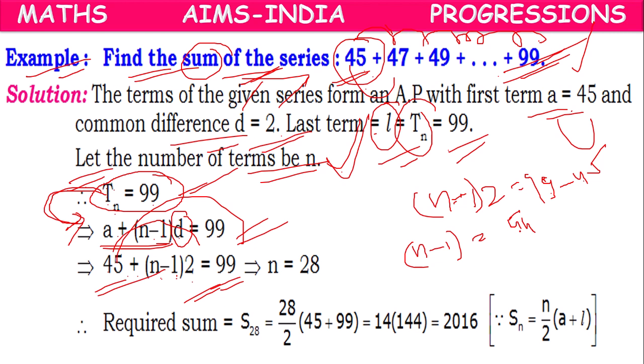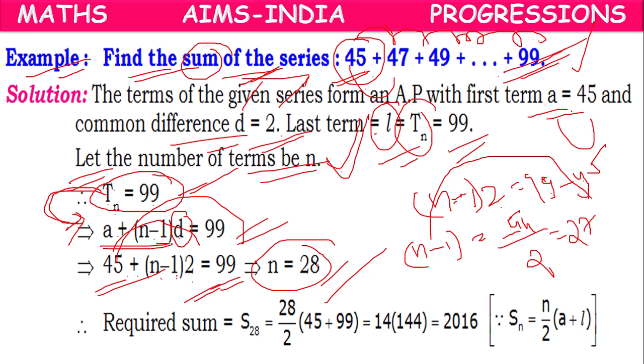So n minus 1 into 2 equals 54. By this, 2 will come down: n minus 1 equals 54 by 2, which is equal to 27. This 1, if it goes to right hand side, it will become plus 1. 27 plus 1 equals 28. We have got the n value as 28.